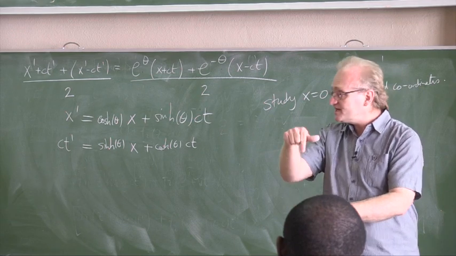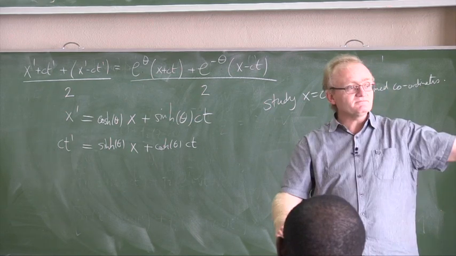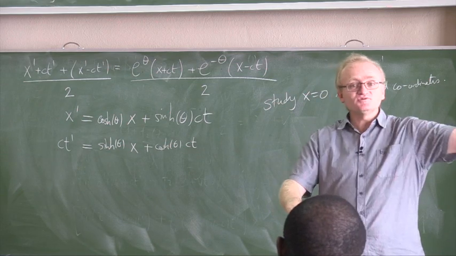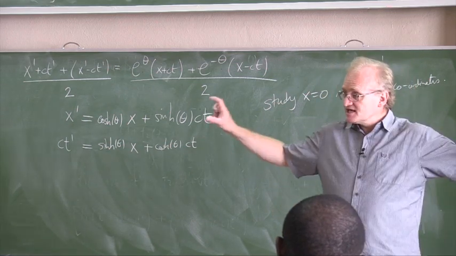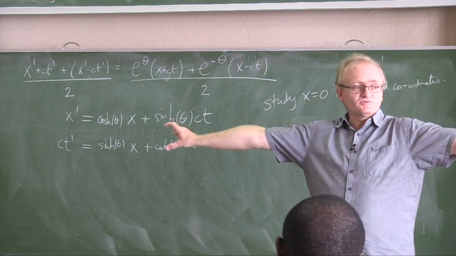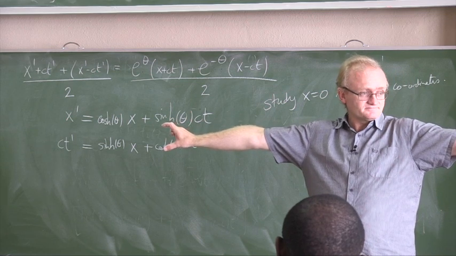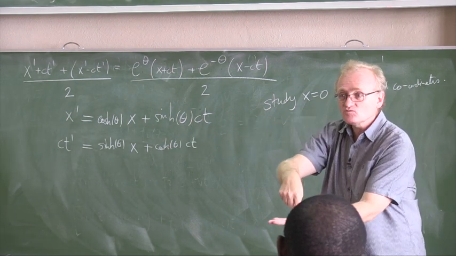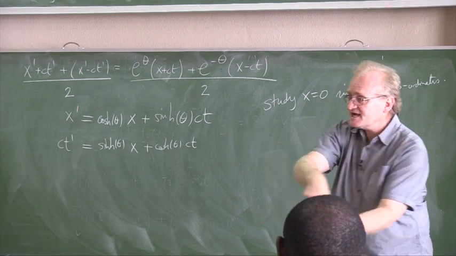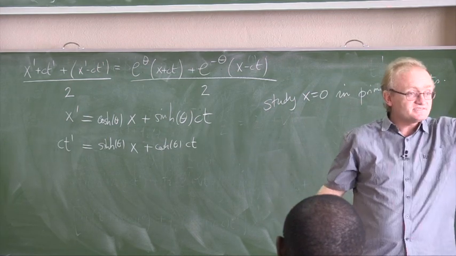Now I'm going to see where is that point in the primed coordinates. And if that point is moving, what will it tell me? How the two frames are moving with respect to each other. So I'm looking at a point which is at rest in one of the frames, and by studying how it's moving, I'll find out how the second frame is moving.